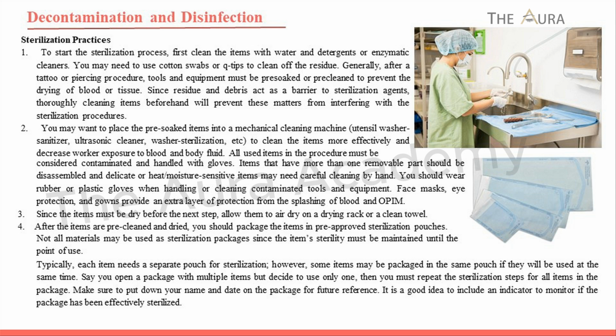Sterilization practices. To start the sterilization process, first clean the items with water and detergents or enzymatic cleaners. You may need to use cotton swabs or Q-tips to clean off the residue. Generally, after a tattoo or piercing procedure, tools and equipment must be pre-soaked or pre-cleaned to prevent the drying of blood or tissue. Since residue and debris act as a barrier to sterilization agents, thoroughly cleaning items beforehand will prevent these matters from interfering with the sterilization procedures.